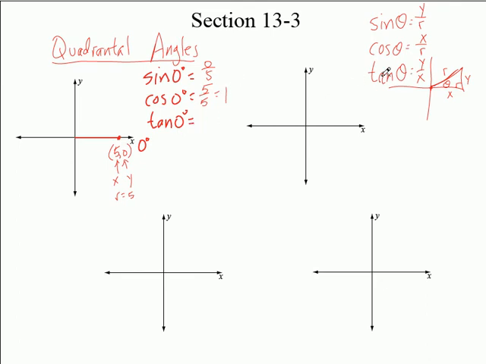The tangent is y over x. So y is what? 0. Y is 0, right? According to this point right here, we said it's 5, 0. So the y is the 0 over the x, which is 5. What's 0 over 5? It's 0. All right? Check those in your calculator. Are you doing them? Yeah.